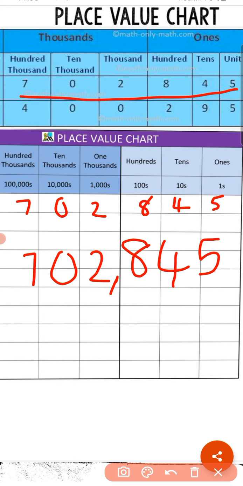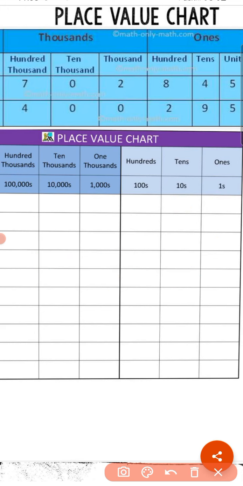702, comma 845. Read it as 702,000. First read that number and say the group name. It belongs to thousands group. Then 845. Children, here the number is 702, thousands group, and 845 in ones period.